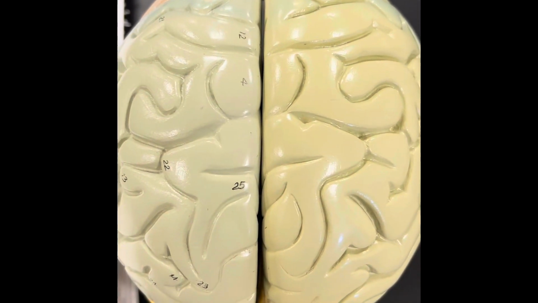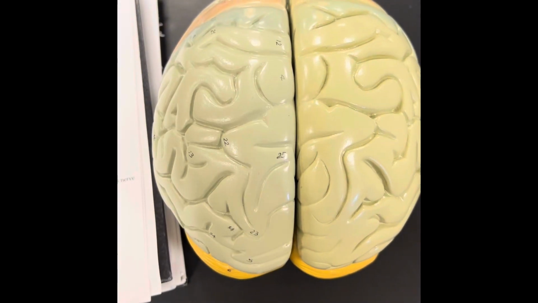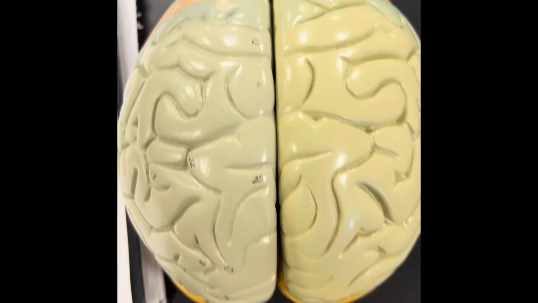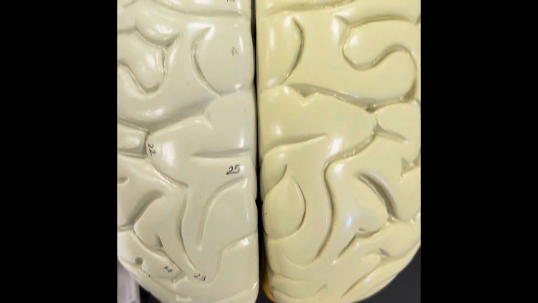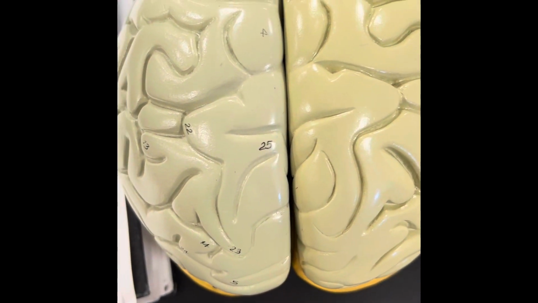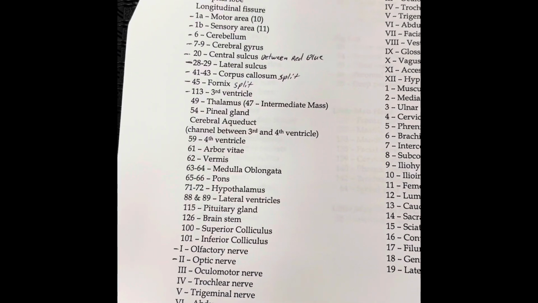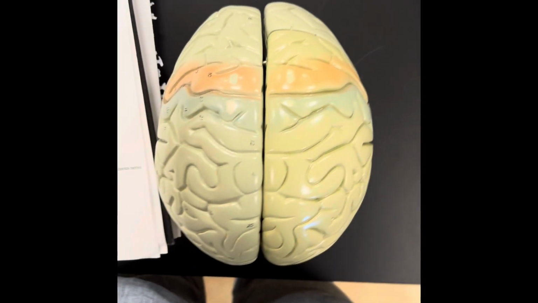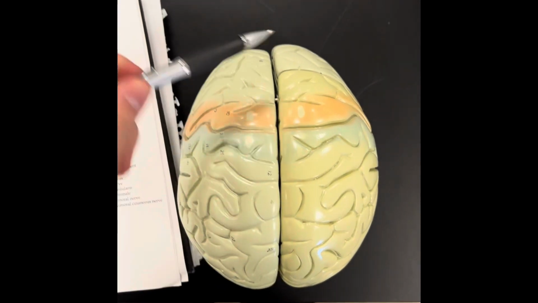Here's the nervous system brain model. Go about halfway down the list to the third ventricle. This is the left side of the brain, the right side of the brain.